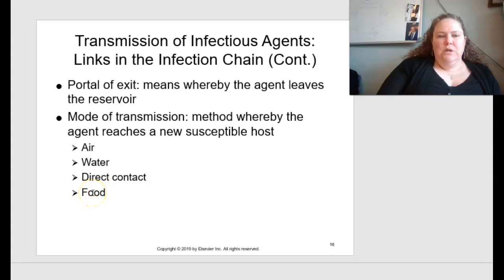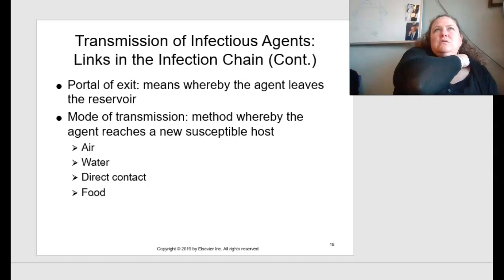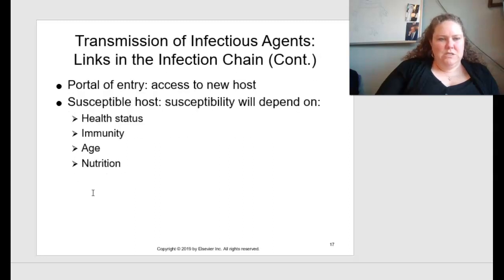And then food could also be ill prepared. I think they tracked the original one down to a wet market in Wuhan, China, where one of the workers was sick and killed a bat or a rat or something. I don't know, there's still speculation about how it started. Okay, and then the portal of entry is how the agent accesses the new host. The susceptibility of the host will depend on the health status of the individual, their level of immunity, their age, and also their nutritional level.